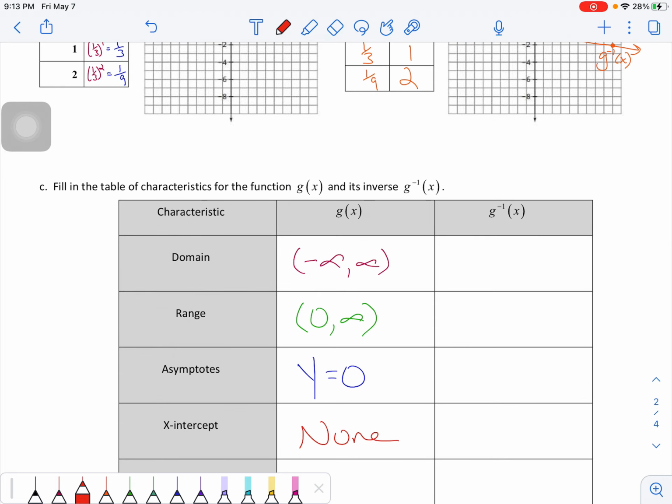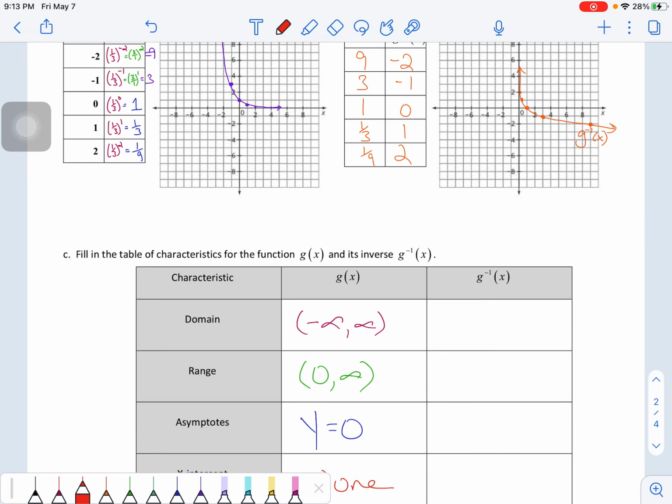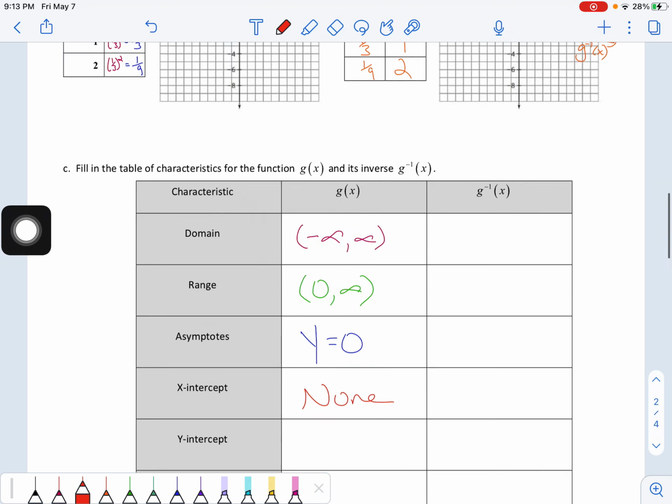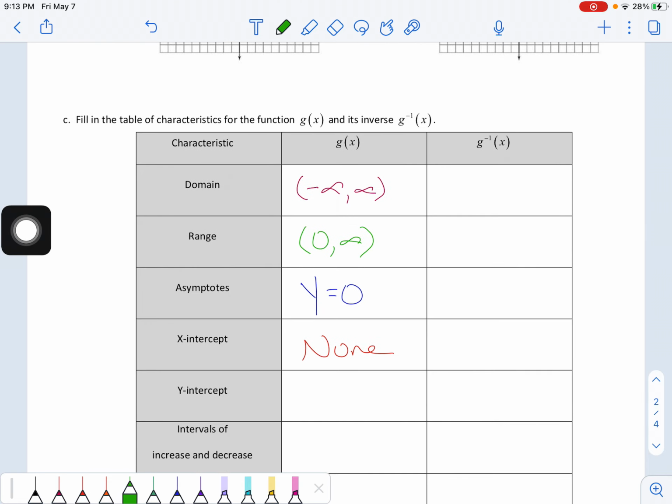X-intercept: we just said we never touch the x-axis, so there's none. The y-intercept, you can either see it in the ordered pair in the table, so (0, 1), or pull it right off the graph. So that's going to be the point (0, 1) there.